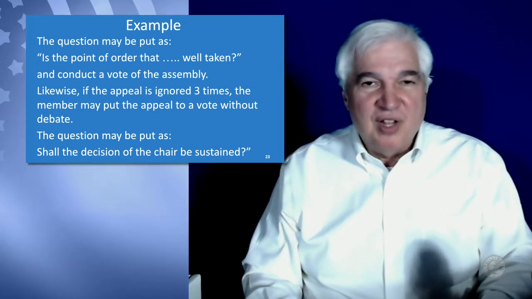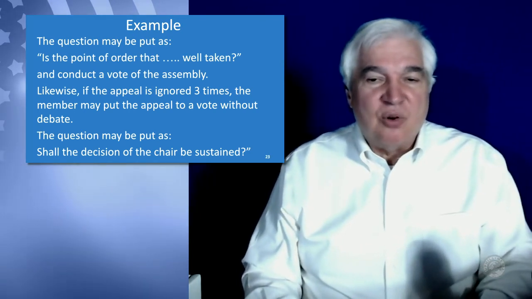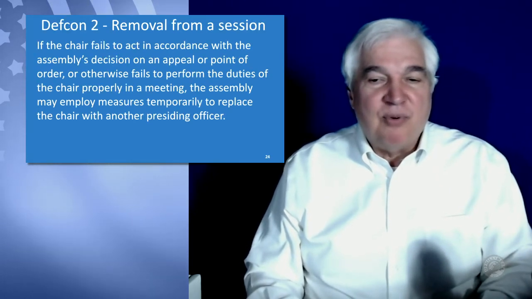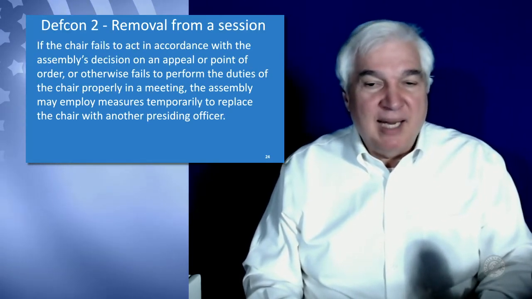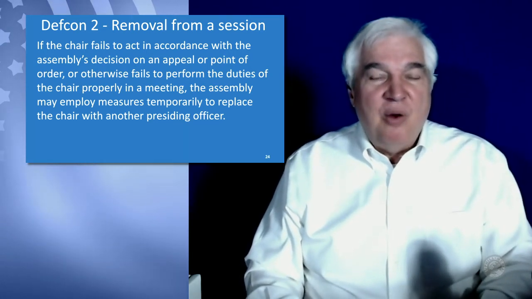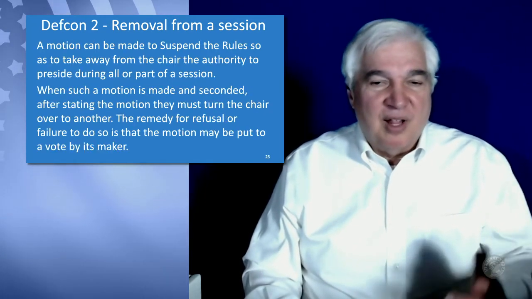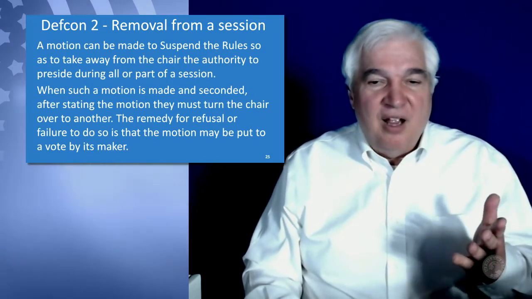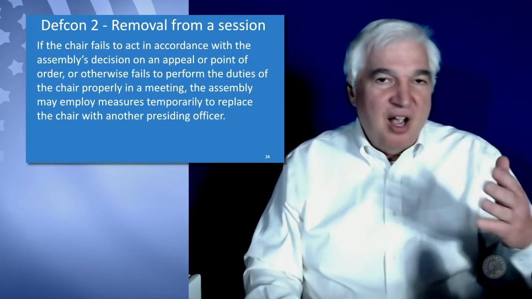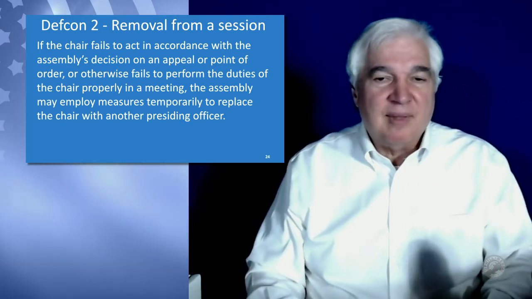But yes, you can do this as a member of an assembly. If the chair fails to act in accordance with the assembly's decision on an appeal or a point of order, or otherwise fails to perform the duties of the chair properly in a meeting, the assembly may employ measures temporarily to replace the chair with another presiding officer. So notice the line, or otherwise fails to perform the duties of the chair properly in a meeting. So this opens it up more broadly than just ignoring a point of order.